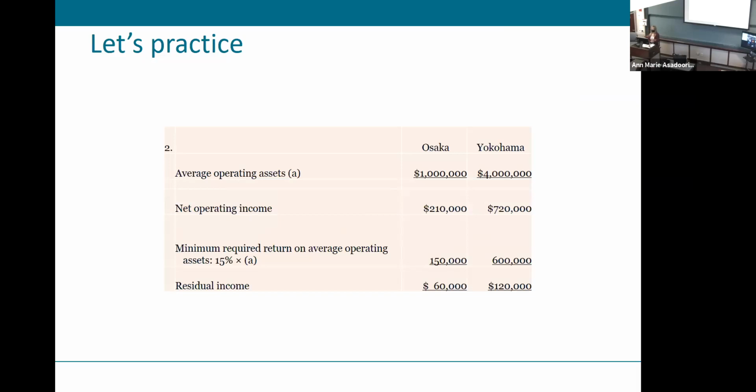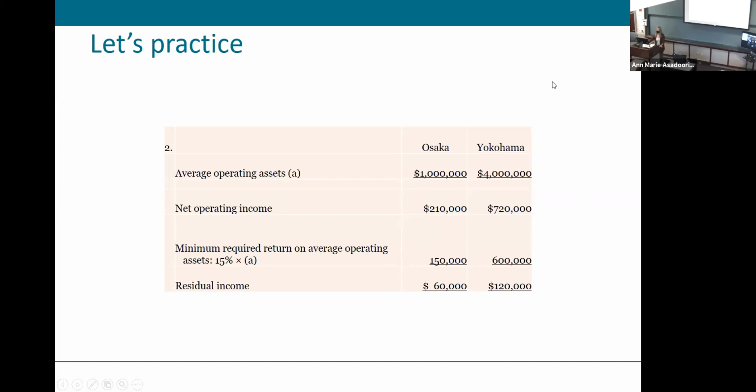Okay, so if I'm looking at my net income, I'm comparing that to my minimum required rate of return, which is 15%, and I'm multiplying that by my assets, right? So if my assets for Osaka are $1 million, and I'm required to bring in a return of 15% on those assets, then I need to have minimum net operating income of 150, but it is 210. So I'm looking at 60,000 residual income and 120,000 for Yokohama.